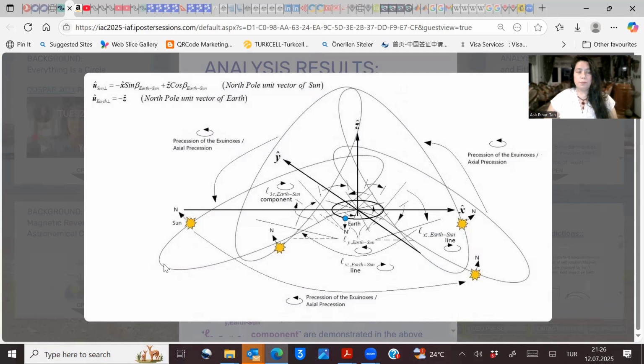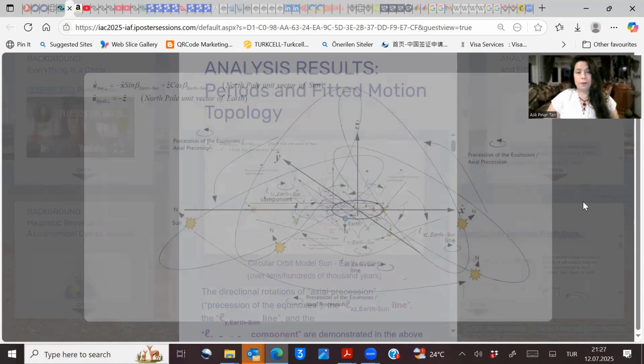So this is the Sun's revolution plane. The Sun is moving this way. And this is the precession of the equinoxes or actual precession, completing a cycle in 25,771 years in a clockwise direction as observed from the northern hemisphere of Earth. That's what I propose.